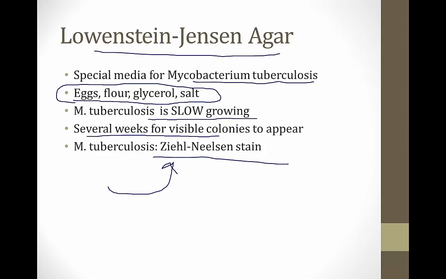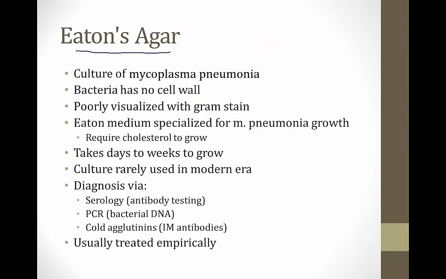Eaton's agar is a special agar for culturing Mycoplasma pneumoniae, and this can cause interstitial pneumonia. And recall that Mycoplasma is unique because it has no cell wall, so it's poorly visualized with the Gram stain. Eaton medium is specialized for Mycoplasma growth because it has lots of cholesterol present, and these bacteria need cholesterol to grow.